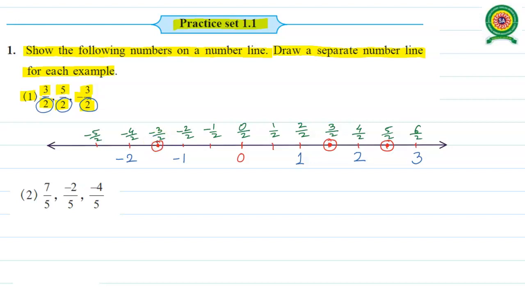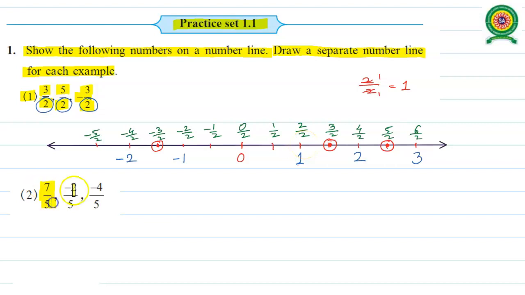Now look carefully. At the point where we have 1, on that same point we have 2 by 2. What does 2 by 2 mean? 2 ones are 2, and after simplifying we have 1 by 1, which means 1. So exactly at the point of 2 by 2 we have 1. So 2 by 2 and 1 are coincident points on a number line. Keep that in mind.